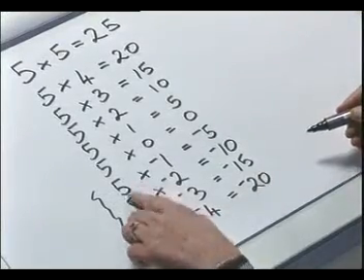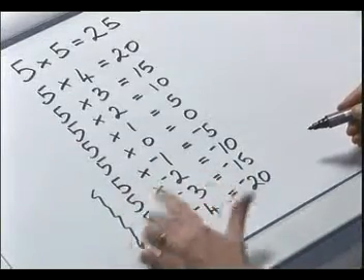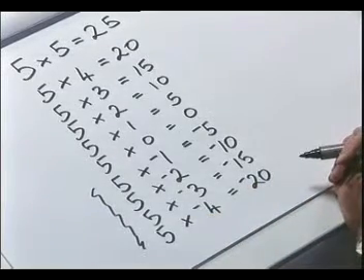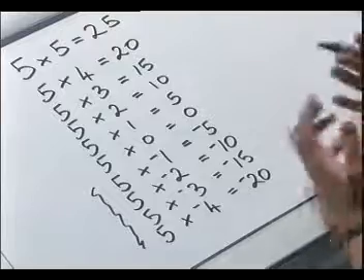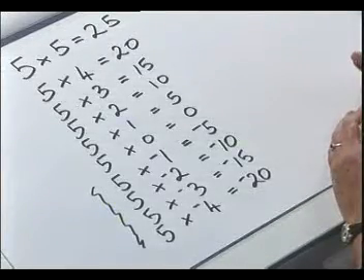So when we multiply a negative by a positive, we'll always get a negative answer. And vice versa. If we multiply a positive by a negative, we'll get a negative.